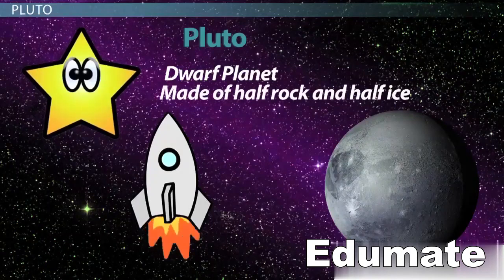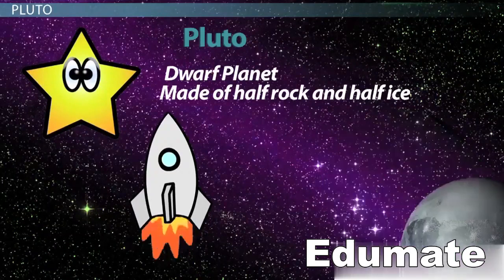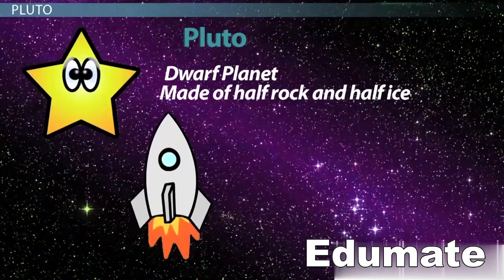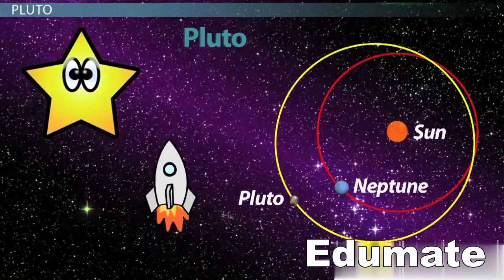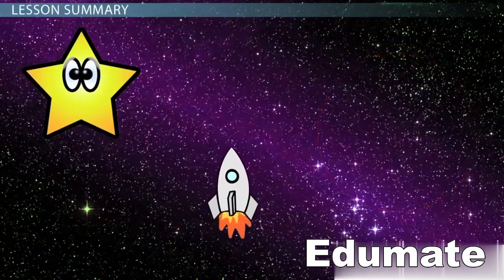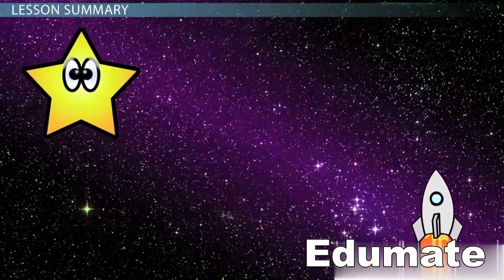Pluto is made of half rock and half ice, so if it were closer to the Sun, it wouldn't have survived. It would have melted and become a comet. Pluto has a weird orbit that causes it to move in front of Neptune every couple of years. That will complete our tour of the outer solar system planets.